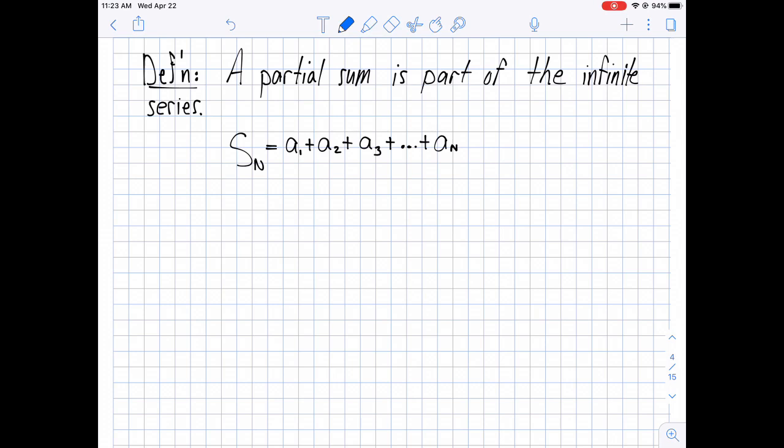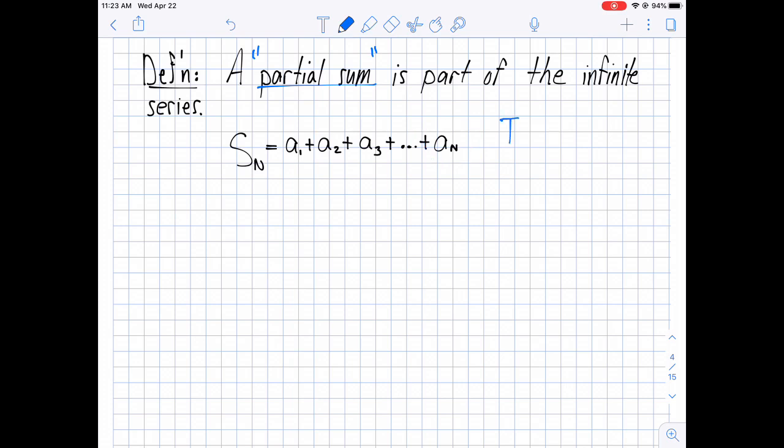Now, this definition is going to seem a little bit silly. We have a partial sum, and a partial sum is part of the infinitely long series. Okay, so this is what we saw before. If I look at the nth partial sum, the capital Nth partial sum, it's going to be the sum of the first capital N terms. So it's A1 plus A2 plus A3, all the way stopping over here at capital N.